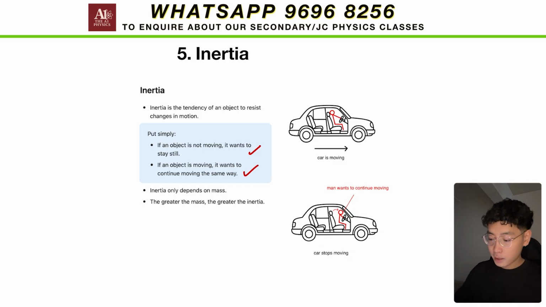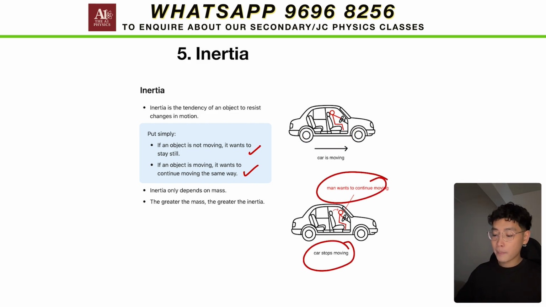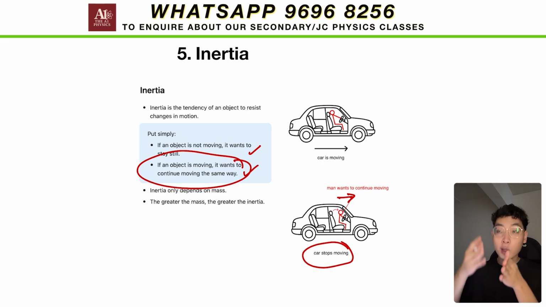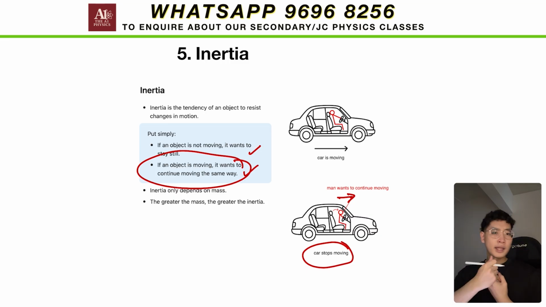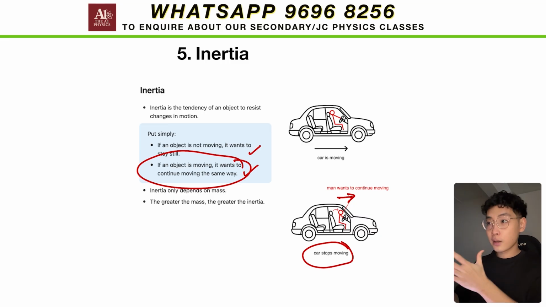So example over here, if you have a man inside a car, right? Both the man and the car are moving, but if the car suddenly stops, what's going to happen is that the man jerks forward. Why does the man jerk forward? It's because when the car stops, the man wants to continue moving forward, right? So the car is going to stop, but the man wants to continue in his original motion, so he's going to fly forward. Okay, so basically inertia is that an object that is staying still wants to stay still, and an object that's moving wants to keep moving.